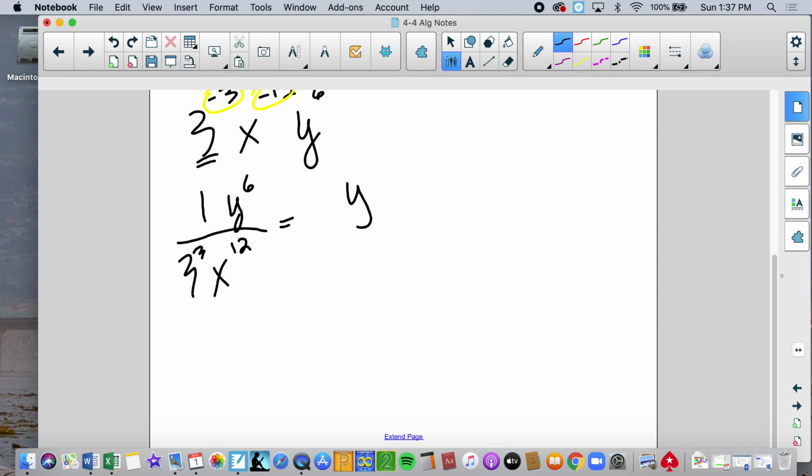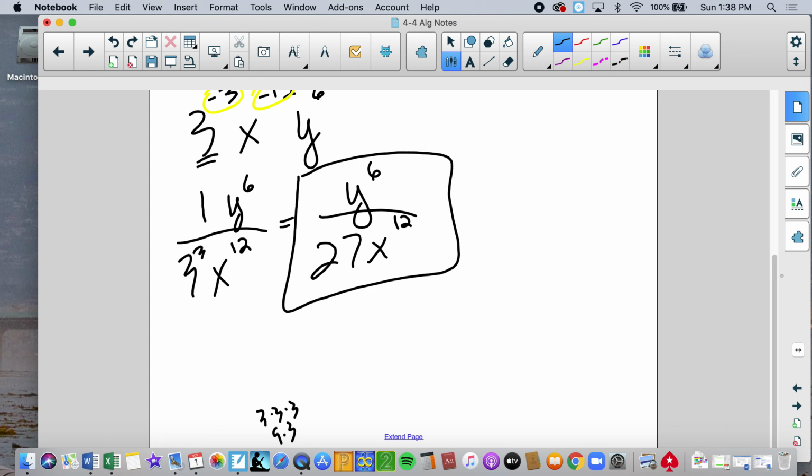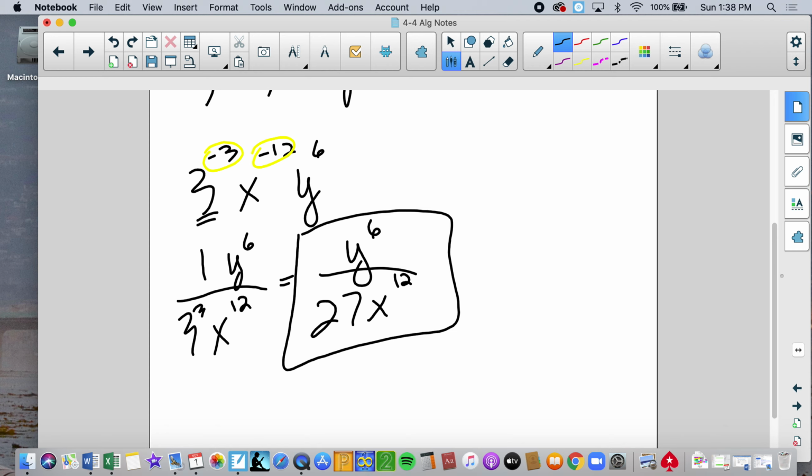So y to the 6th, 3 to the third. That's 3 times 3 times 3, which is 9 times 3, which is 27, x to the 12th. We can't combine y's and x's because those are unlike bases. So my answer is y to the 6 over 27 x to the 12th.